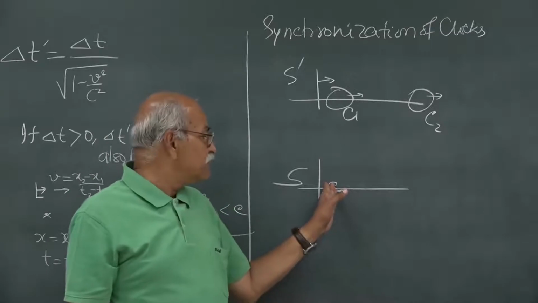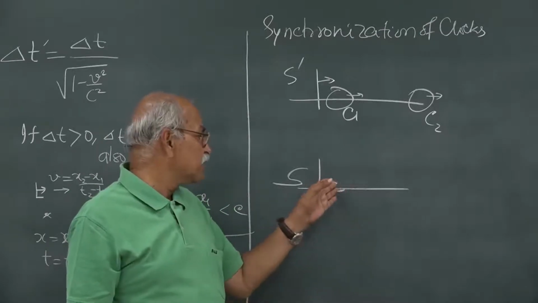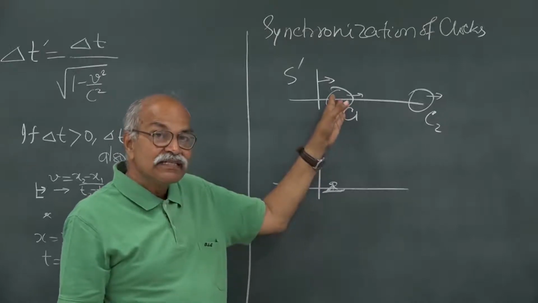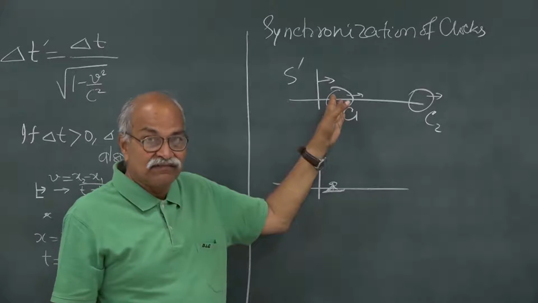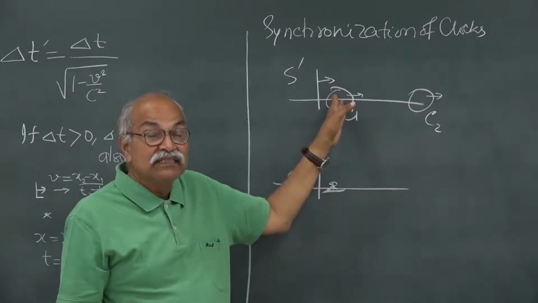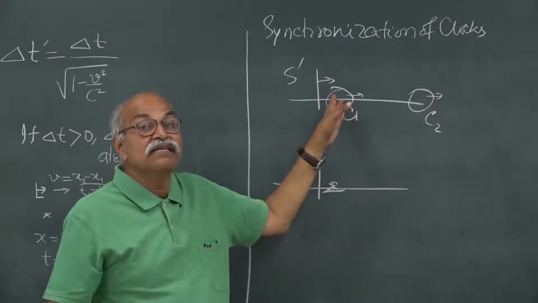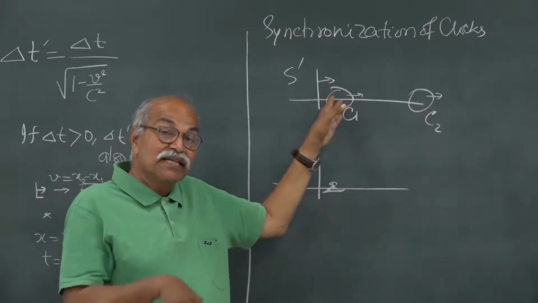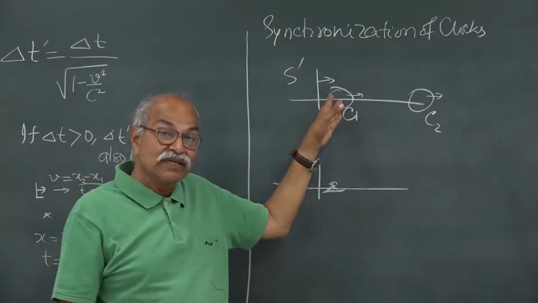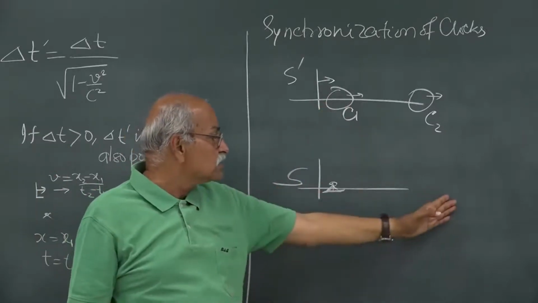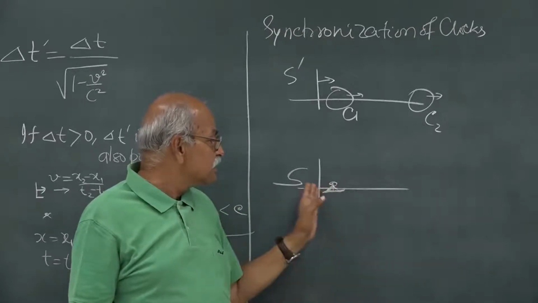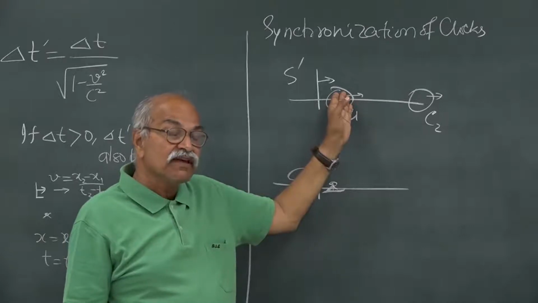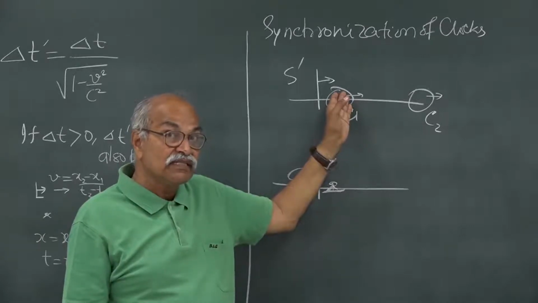So, what I find from frame S about C1 is that C1 is running at a slower rate; the clock is advancing at a slower rate. How much slower? By that same factor, square root of 1 minus v square by c square. So, with respect to my clocks fixed in S, it is running slower by the factor square root of 1 minus v square by c square.